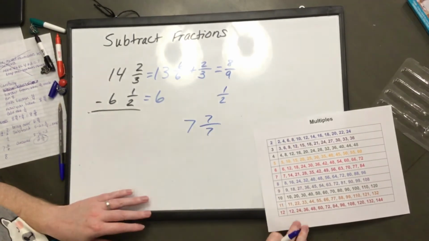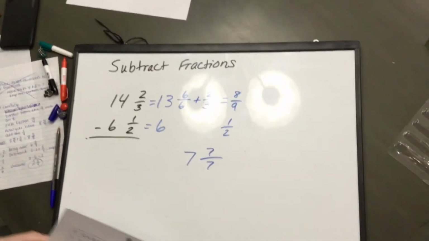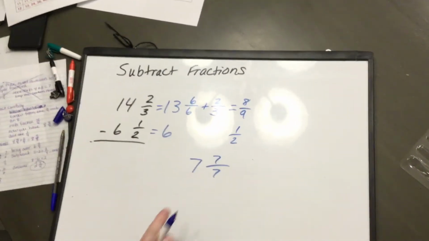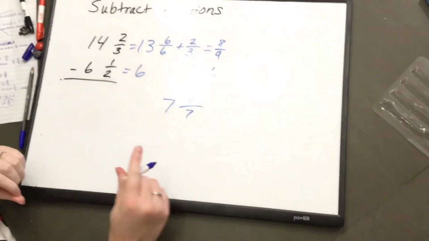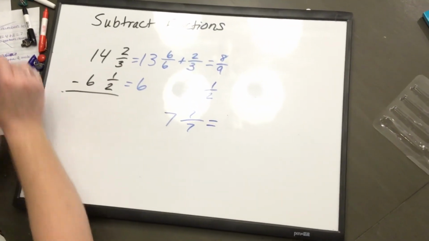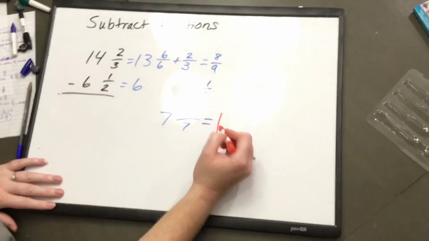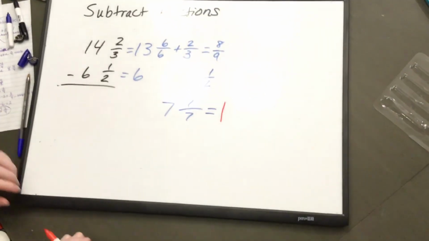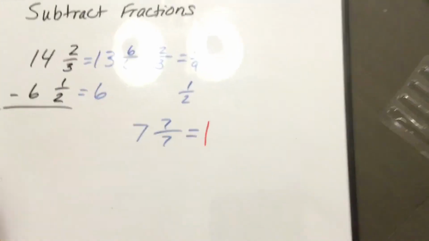Okay, now here's where a lot of kids get confused. We ended up having a 7/7, which equals a 1. But we can't leave our answer like this. It's not correct to do so.